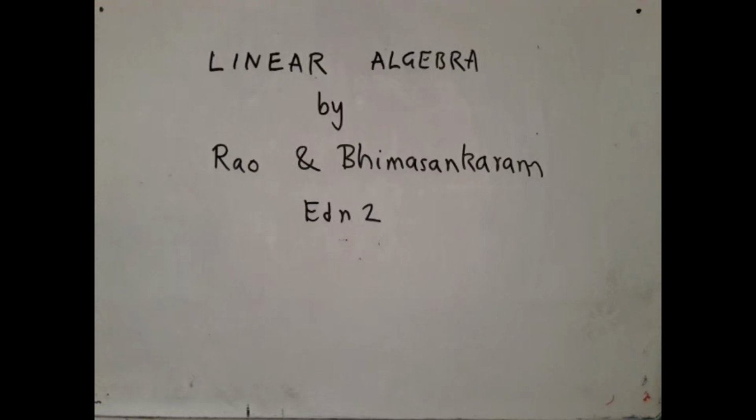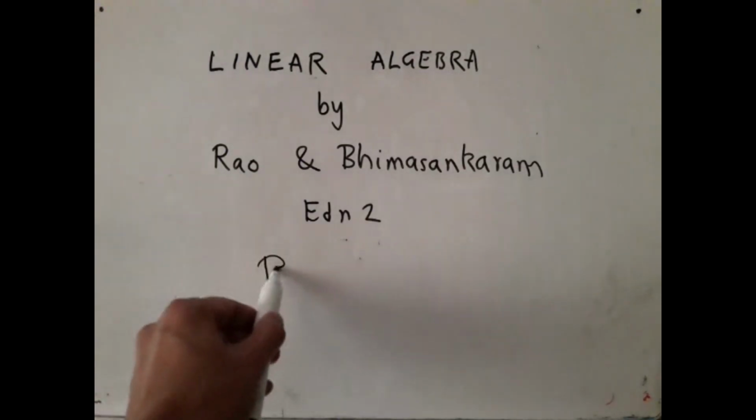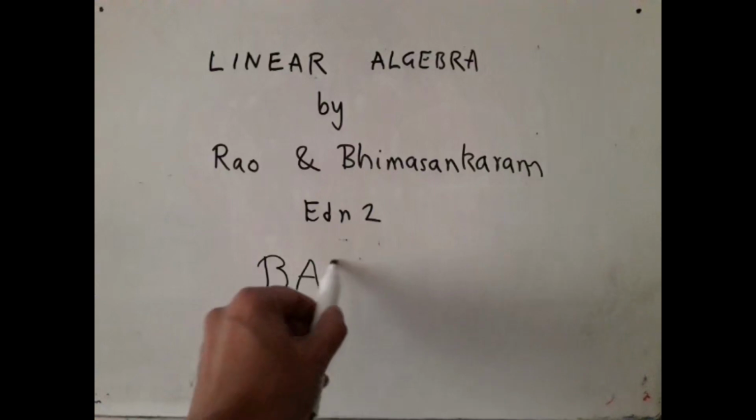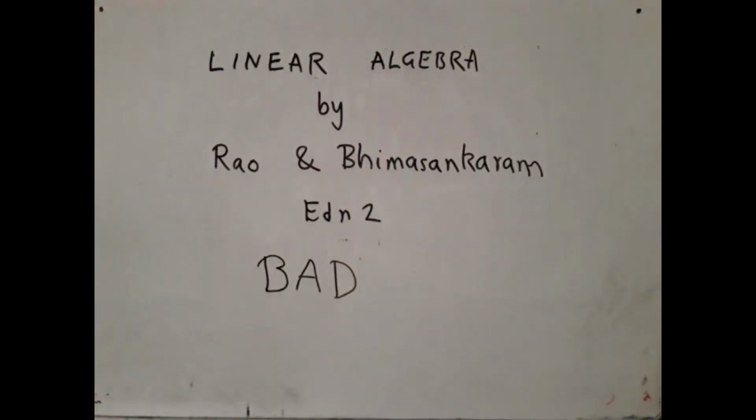This is the first of a sequence of video lectures on linear algebra that is based on the book by Rao and Bhim, second edition. The first comment that I want to make about the book is that this is a very bad book, a very badly written book with emphasis given on the wrong things, and one cannot form a healthy concept about the subject by reading this rubbish.